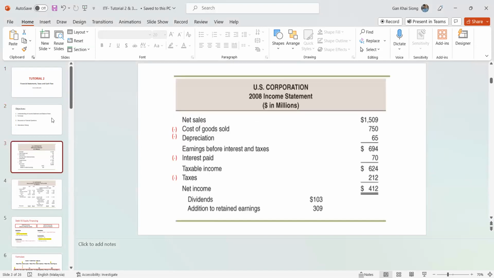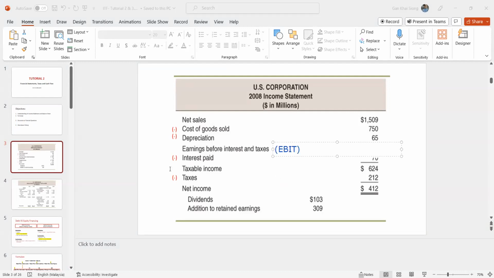So first of all, what I need you to understand is the income statement. So you need to know what are the components that you have in the income statement itself. Okay, so first of all, we have net sales. So once you have the net sales, we minus the cost of goods sold. All right, and then after that, we minus depreciation. And then after that, this is what we call EBIT, earnings before interest and tax. Okay, EBIT. Now, once you have EBIT, you minus your interest expense.